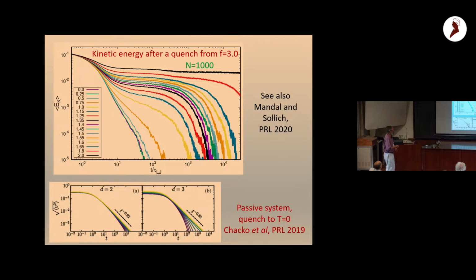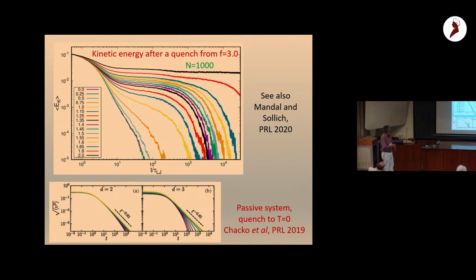So when the final state has a very small value of f, one sees some kind of a power law decay of the kinetic energy. This has been seen earlier by Peter Solich, Chaco, and others for passive systems, where you take the system in a random configuration and then quench it to T equals 0, and one looks at how the kinetic energy is changing. There they found this power law. So this is fine. This is when the activity is small.